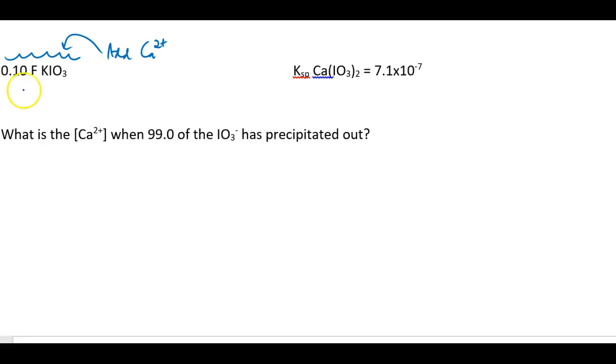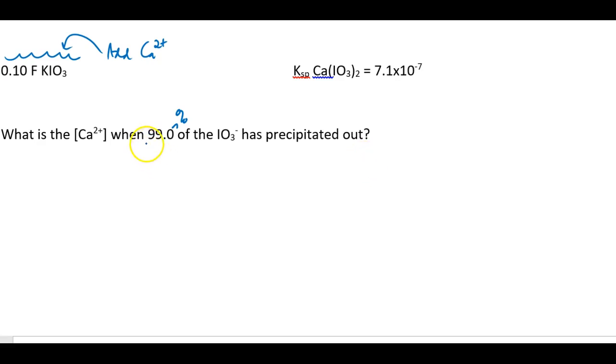Imagine that we have a solution containing 0.1 formal potassium iodate and we add calcium ions. What happens is that calcium will precipitate with the iodate, and we're given the solubility product of that calcium iodate precipitate. They want to know, what is the calcium concentration when 99.0% of the iodate has precipitated out?